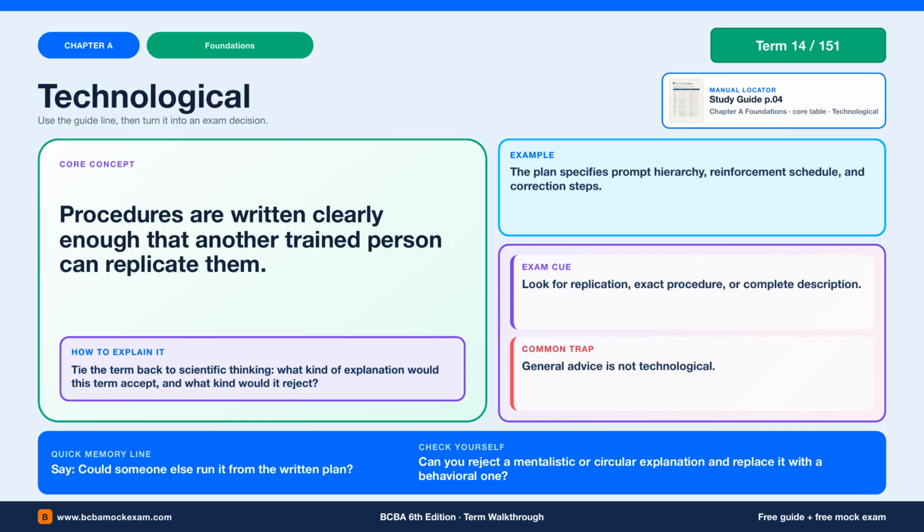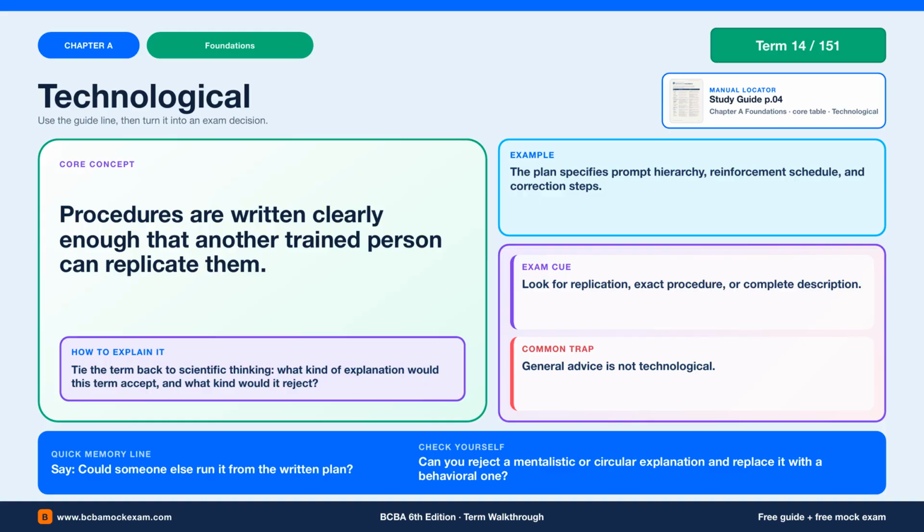Technological. Technological means procedures are written clearly enough to be replicated. If another trained person could follow the written plan and implement it the same way, the procedure is technological. For example, a plan specifies the prompt hierarchy, reinforcement schedule, correction procedure, and criteria for moving forward. The exam cue is replication, exact procedure, or complete description.